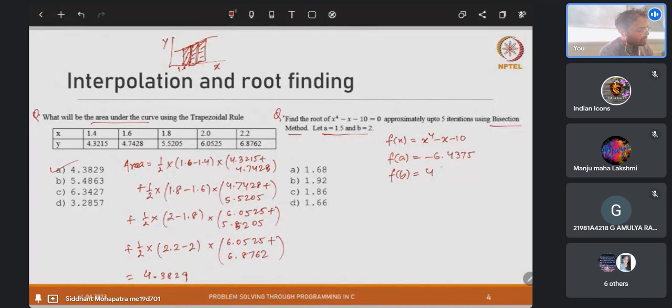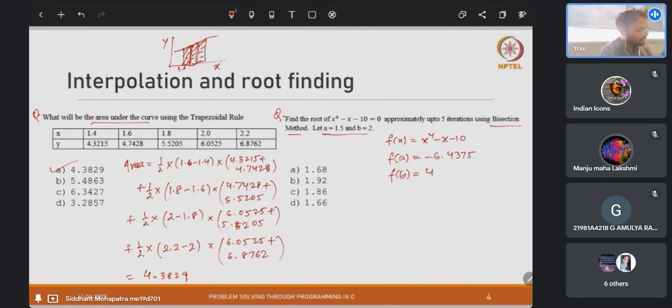Now what we do is we calculate the value. Sir, we need to substitute the b value in place of x, no sir? Yes, yes. 2 to the power 4 is 16, and minus 2 minus 10, so minus 12. So 16 minus 12 is 4.